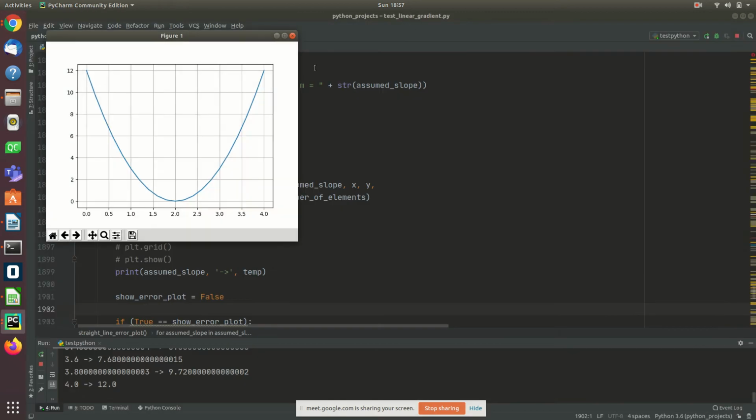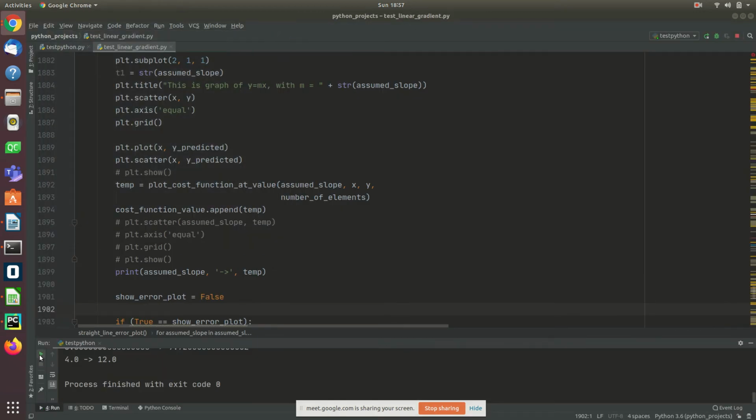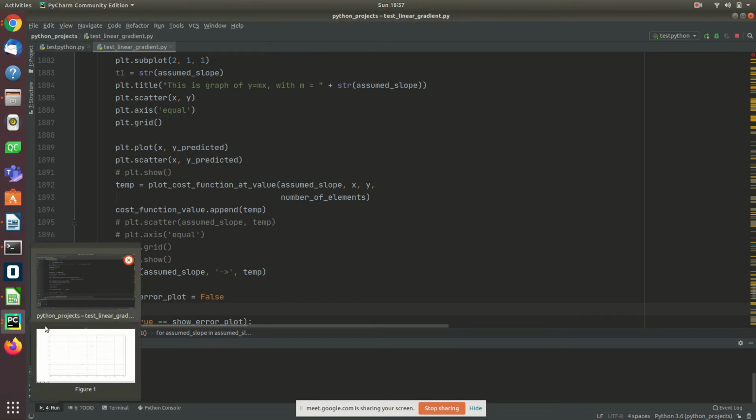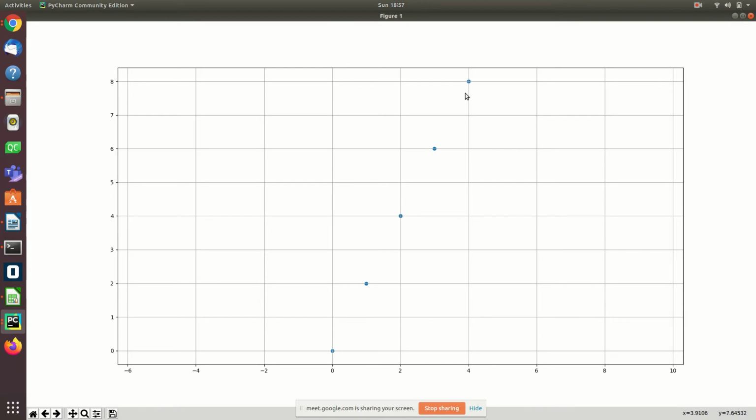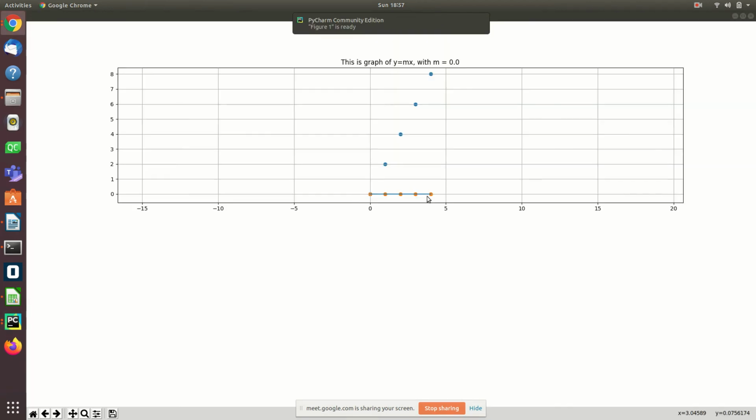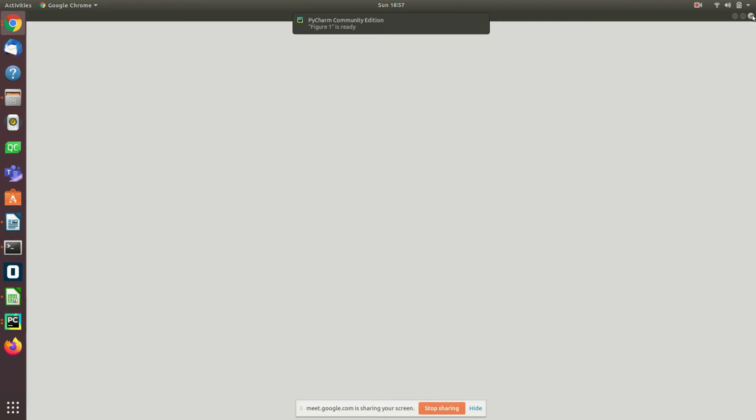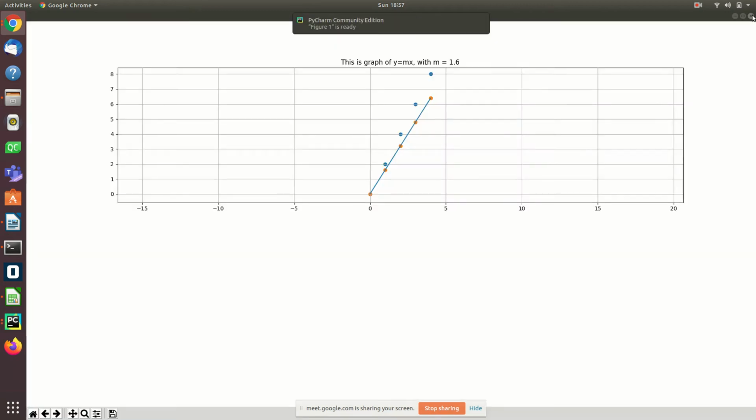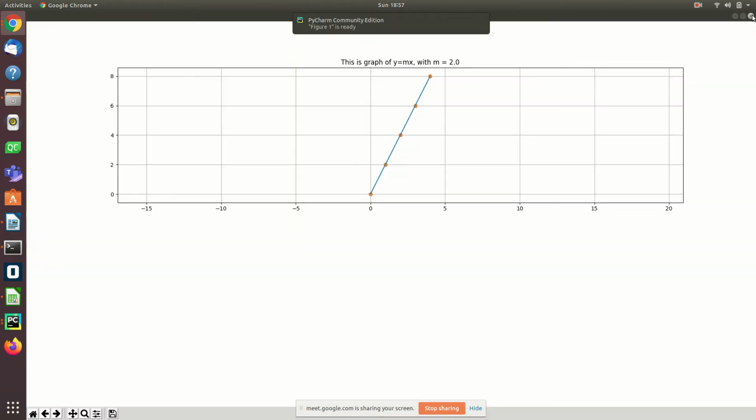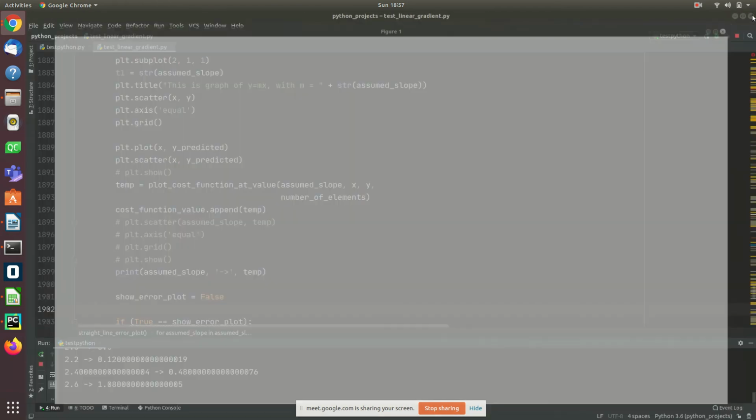Or do you want me to run this again? These are my points. I am trying to fit a straight line. I start with m. When m is equal to 0, everything with y is 0. 0.2 a little higher, 0.4 a little higher, 0.6, 0.8, 1.0, 1.2, 1.4, 1.6, 1.8, 2. Oh, excellent.